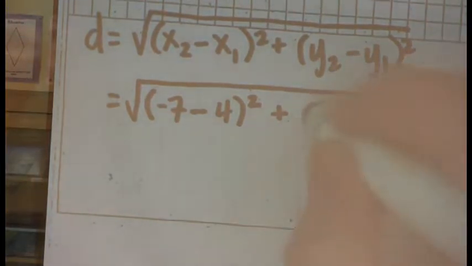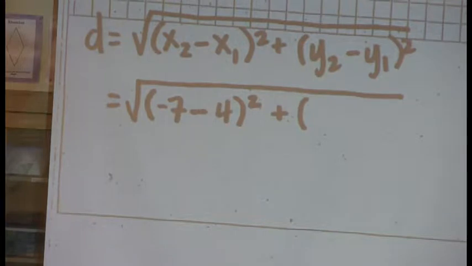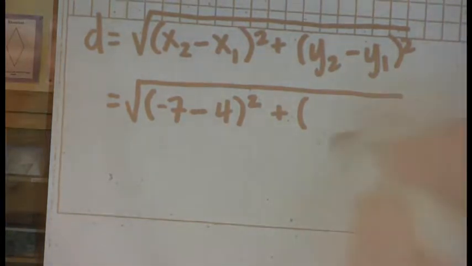Okay, so that's my first set of parentheses. And then my second one is going to be y2. So what number is that? -3. And then minus, because minus is part of the formula. And y1 is 3.